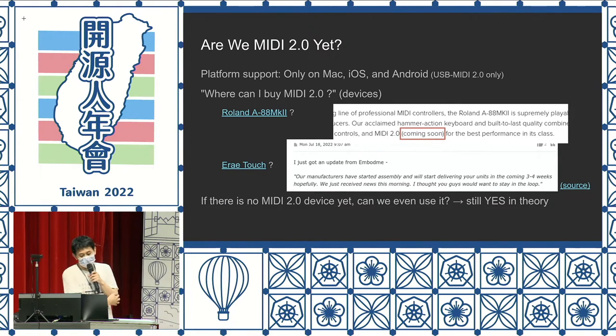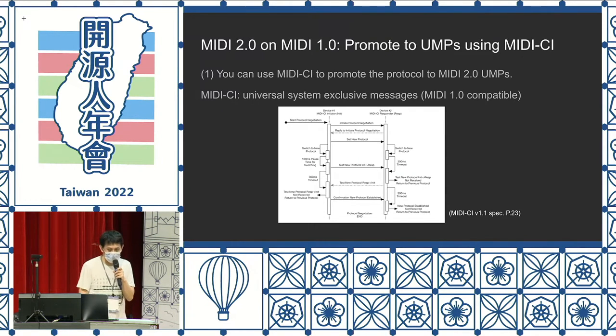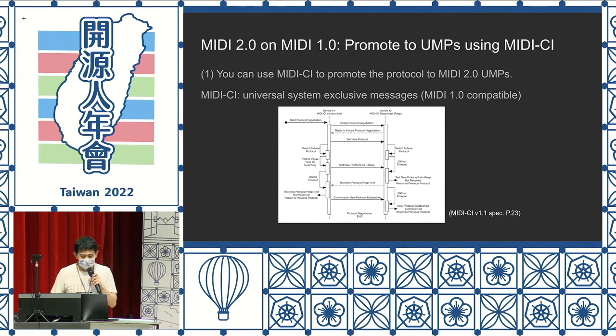So can we even use it? Well, the answer is still yes in theory. I'm saying yes because MIDI 2 messages could be sent over MIDI 1 connections. Actually, you don't really need any MIDI 2 connections, because I mentioned the MIDI CI specification before. MIDI CI could tell the recipient target MIDI device, like, I'm going to send MIDI 2 UMPs from now on. And if the recipient replies okay, then we can start sending UMPs over MIDI 1 connections.